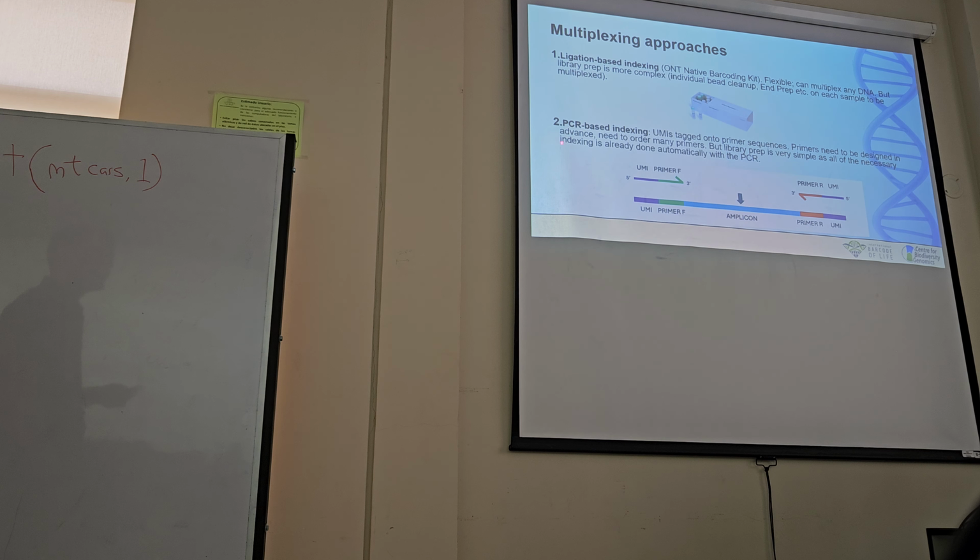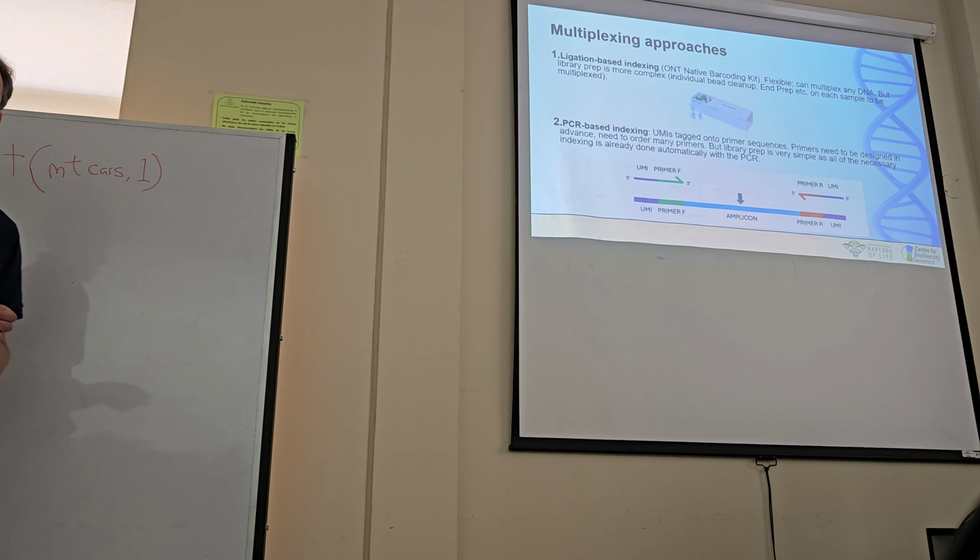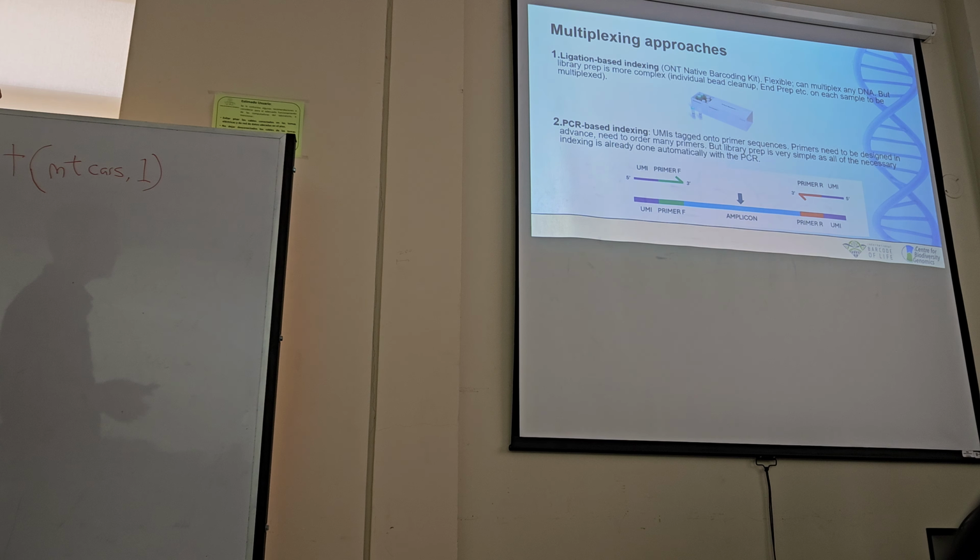Primers, of course, need to be designed in advance. That means you need to order lots and lots of different primers. You need to have as many different primers as there are things you want to multiplex. So it's quite a big upfront cost. But once you've done that, library prep is really very easy, because all of the indexing you need to do is already done, just by doing the PCR. This is the idea here.